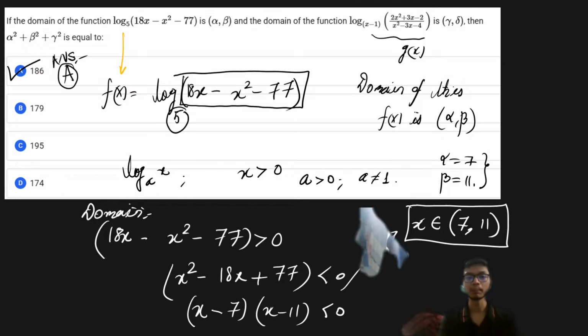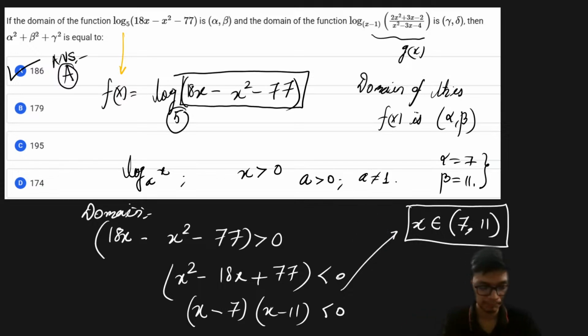I hope this particular part is making sense and it is clear to all of you, right? Please let me know if you are also getting the answer as option number A. All right, so I hope this part is clear to all of you and is making sense to all of you.